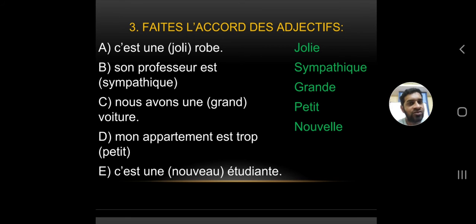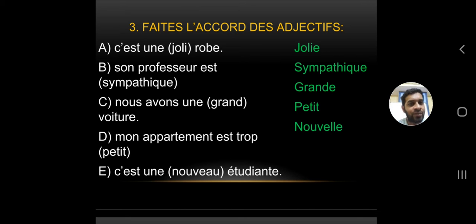So B, son professeur est sympathique. Sympathique is actually an adjective. For both masculine and feminine, we have the same spelling, same pronunciation, sympathique, right, which means his teacher is kind. Right? So the third one, nous avons une grande voiture. Voiture is feminine, as you can see, une voiture. So we'll be adding an e, the same way like the first one. Jolie robe, une jolie robe, une grande voiture.